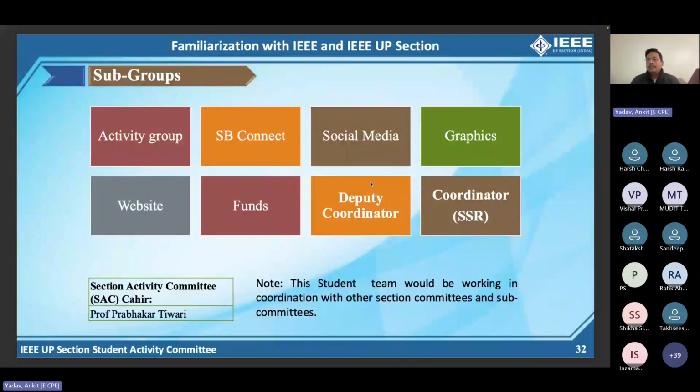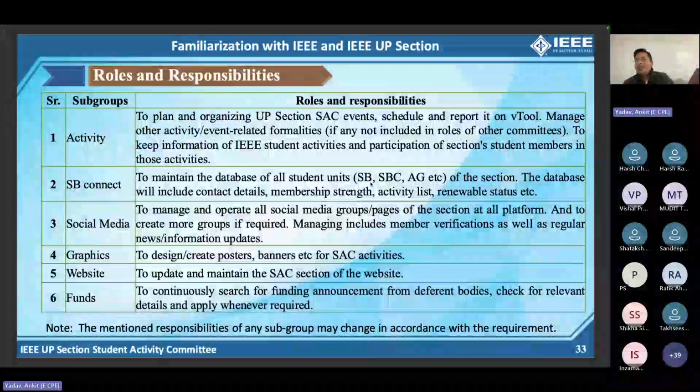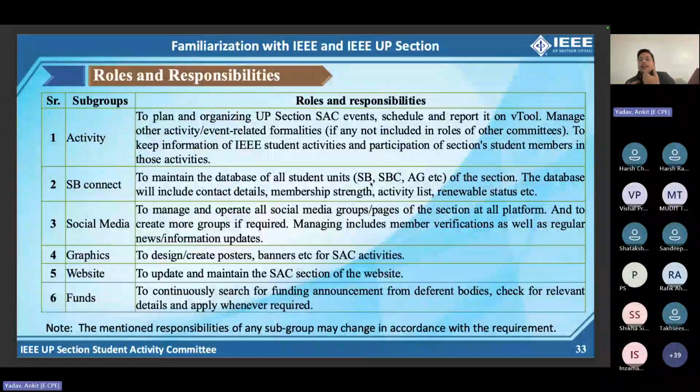And these committees basically have different roles. These subgroups plan and organize section activity committee activities, they connect with the branches and ensure that the branches have up-to-date information. They manage the social media group, they generate the graphics. So many times we have seen that there are a lot of activities from section for which the banner and posters are coming up. That is being managed by the graphics team, and the social media team is circulating that.